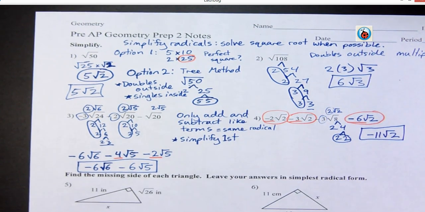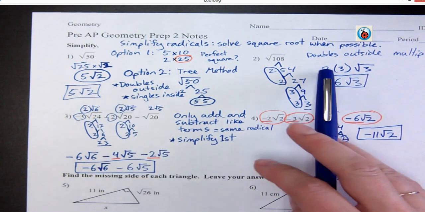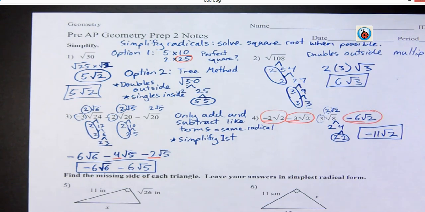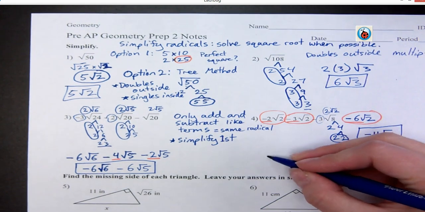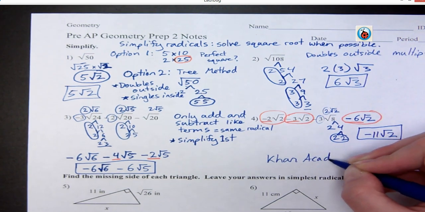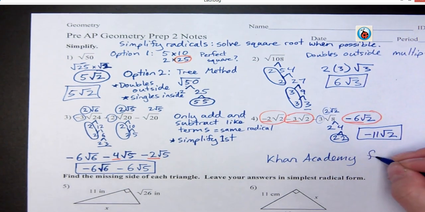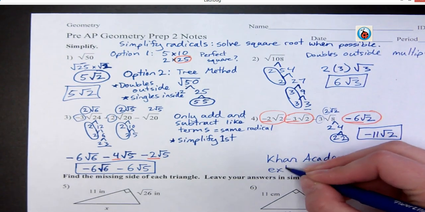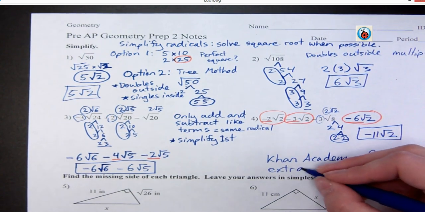Okay. So in pre-AP geometry, there is a lot of simplifying radicals. So make sure you're practicing with these. Go to Khan Academy for extra practice if you need it after this lesson. It also has helpful videos.